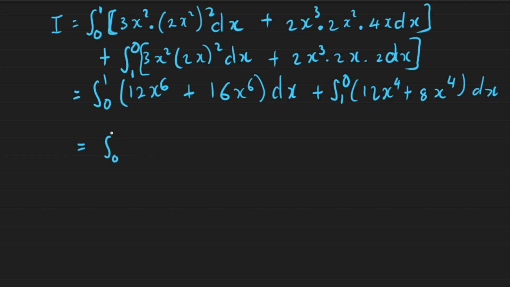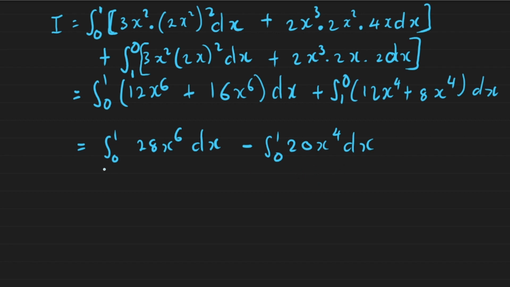We can just simplify this. So 12 plus 16 is 28, so we have 28x to the power 6 dx. So what we can do is, instead of integrating from 1 to 0, we can just reverse the order of integration. And of course, we have to change the sign when we do that. And 12 plus 8 is 20, so we have 20x to the power 4 dx.